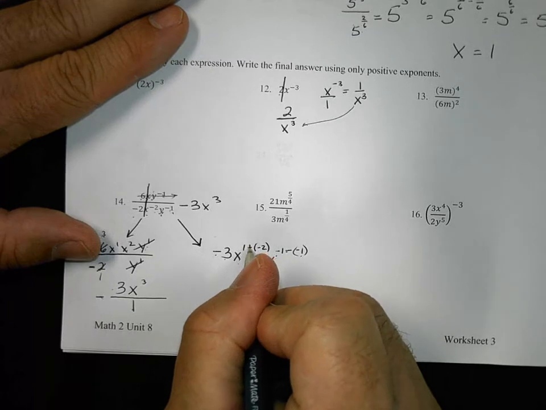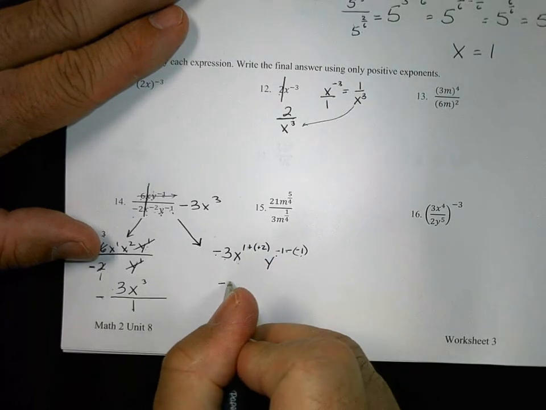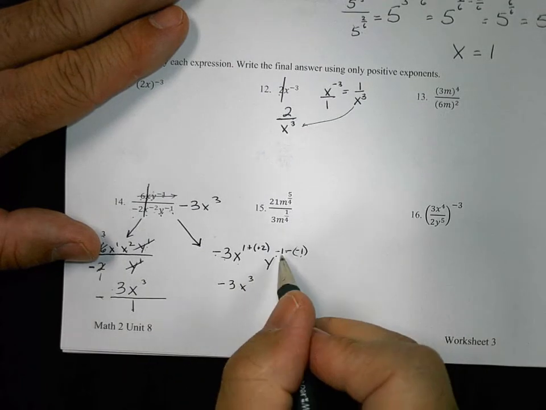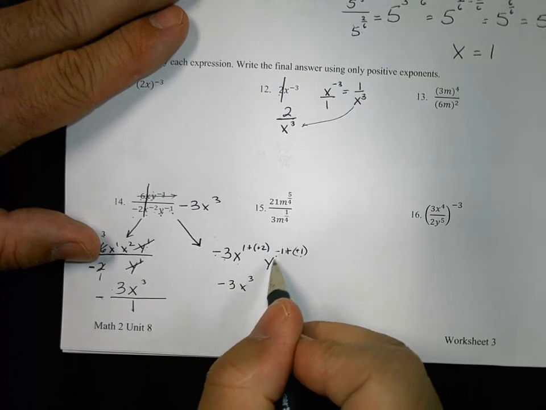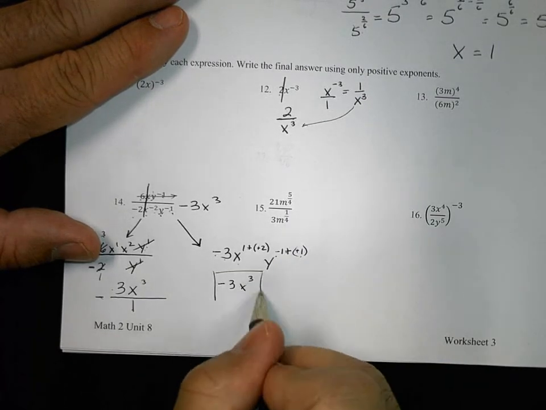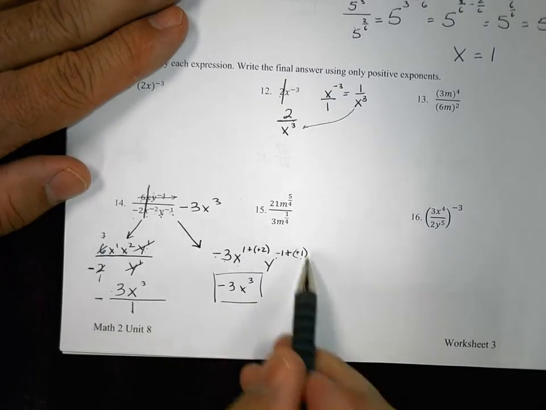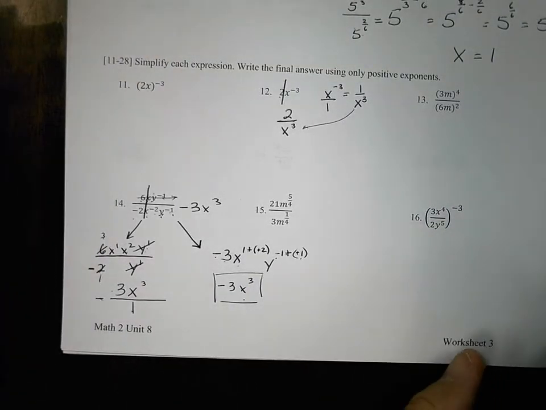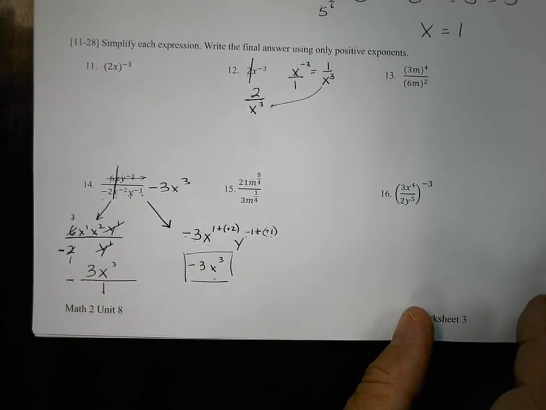All right, now we'll add the opposite here, and we get negative 3, x to the 1 plus 2, which is 3. And we add the opposite, and we get y to the negative 1 plus 1, which is 0. Y to the 0 is just equal to 1, and there's our answer. So I think even though I spent a lot of time explaining this, I think this is the easier way to do it. Okay, number 16.